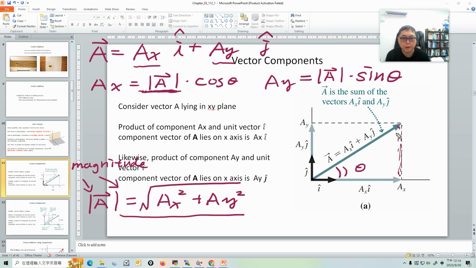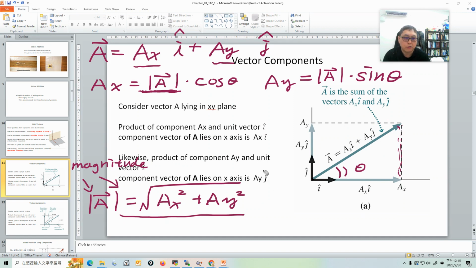It's very easy to understand. It's just, like I say, there's a rule in trigonometry. I forgot the English name. It's the Pythagoras rule. It shows that the length of this vector is equal to this component squared plus this component squared, and then do the square root.